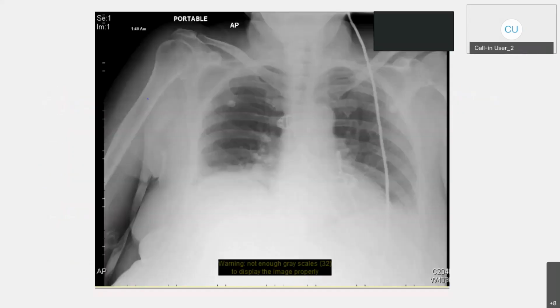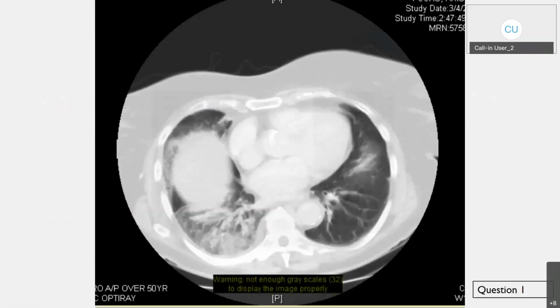This is her chest x-ray. Things to note on here, she should have a nice crisp heart border, and you're seeing some haziness over there, and that's suggestive of an infiltrate on the right side. She had a CT scan, which confirmed an infiltrate on the right side here. So based on her infiltrate and symptoms, she's diagnosed with pneumonia.